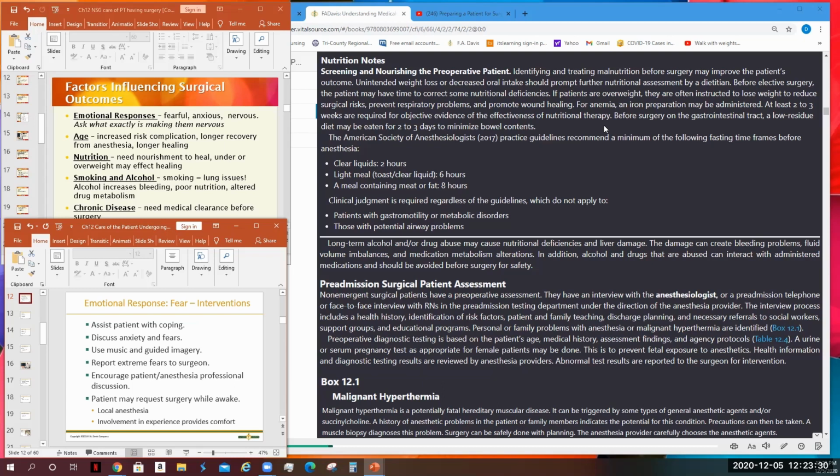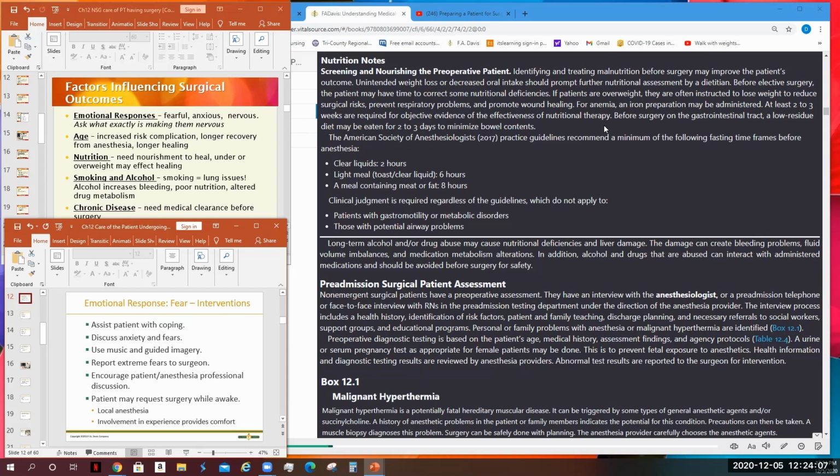At least 2 to 3 weeks are required for objective evidence of the effectiveness of nutritional therapy. Before surgery on the gastrointestinal tract, a low residue diet may be eaten for 2 to 3 days to minimize bowel contents. The American Society of Anesthesiologists practice guidelines recommend a minimum of the following fasting time frames before anesthesia.